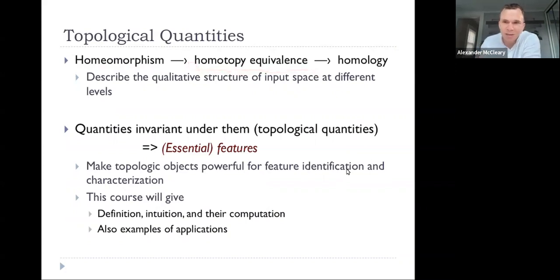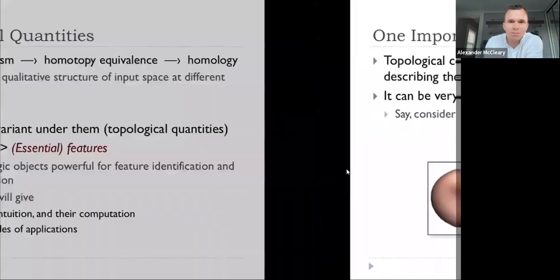these homotopy equivalences and homeomorphisms are very tricky to compute. So we'll mainly be looking at quantities that are invariant under homology. And we're going to view these as capturing essential features of spaces. So we can use homology for feature identification and for classifying spaces. In this course, we'll look at the thorough definitions, but we'll also spend a lot of time on intuition and computation of homology and see tons of examples of applications.